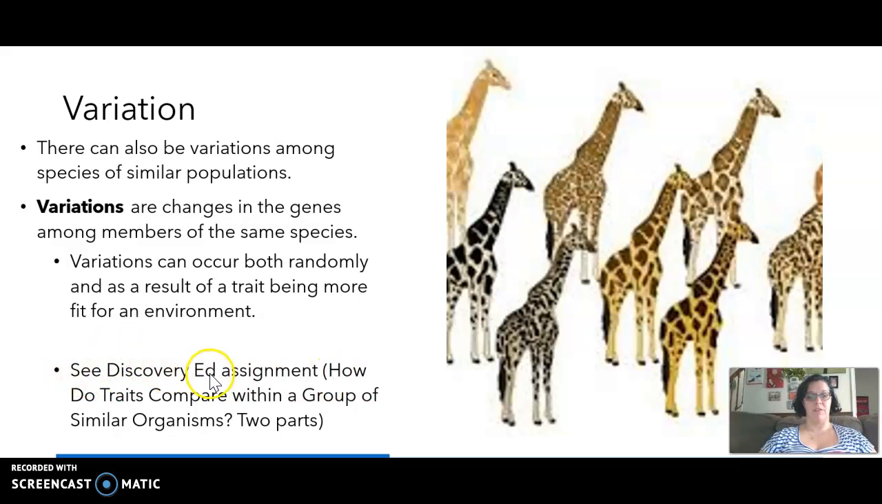In Discovery Education, I've assigned an assignment called How do traits compare within a group of similar organisms? There are actually two parts to that assignment. Please make sure you're completing both assignments.